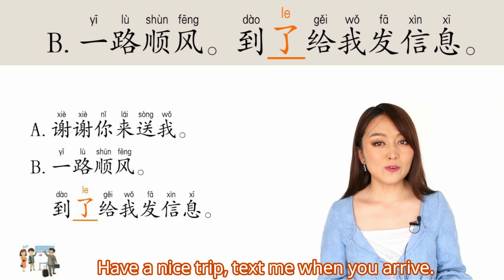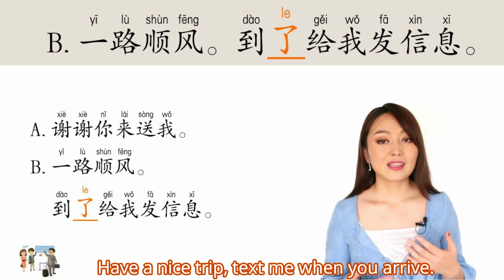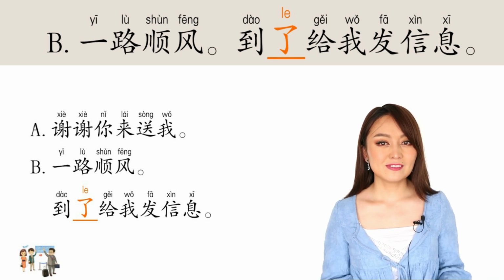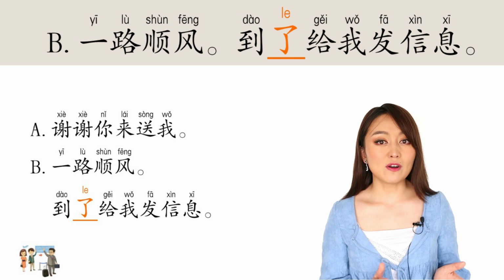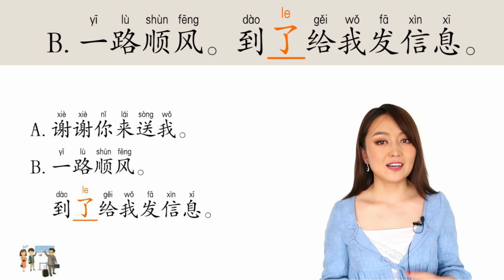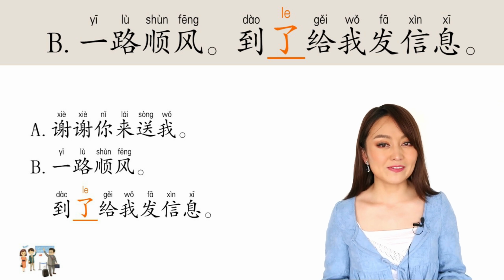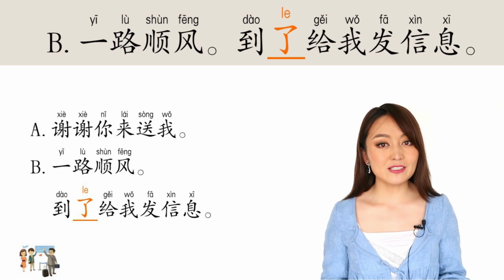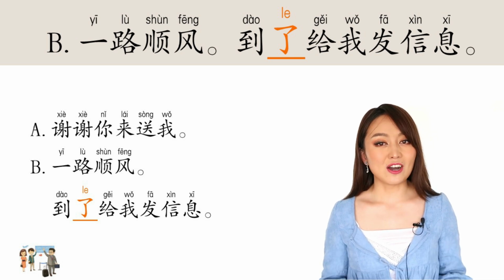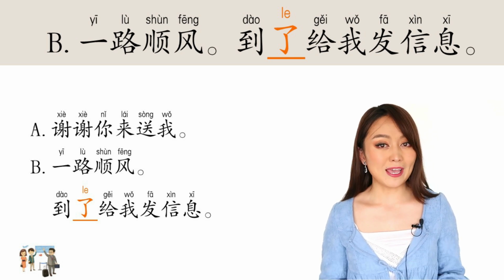So 一路顺风 is a common expression when you see someone off. Have a nice trip. 一路顺风 and 到了给我发信息. You see, we put 了 after 到, to arrive, to express the completion of the action. That is the action of arriving. The completed action is the arrival.